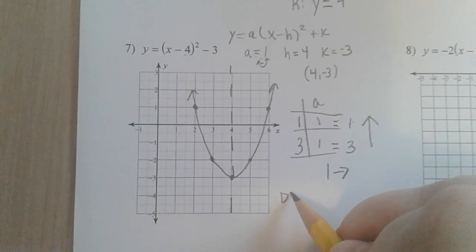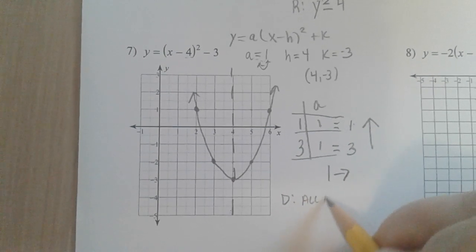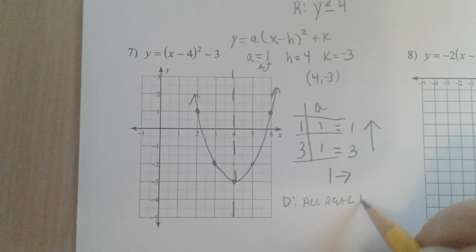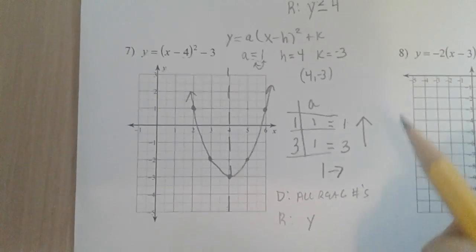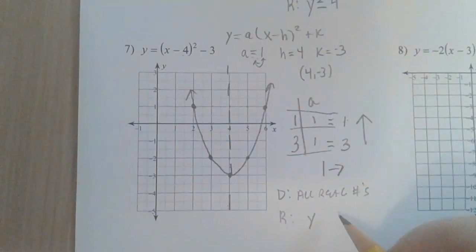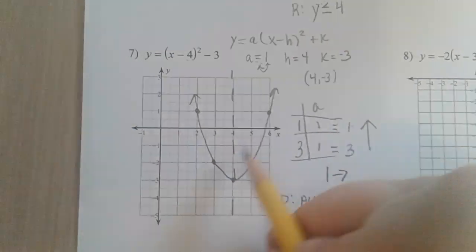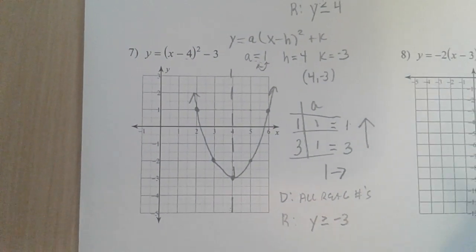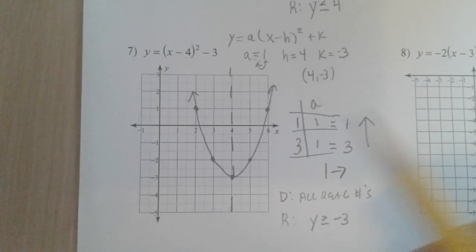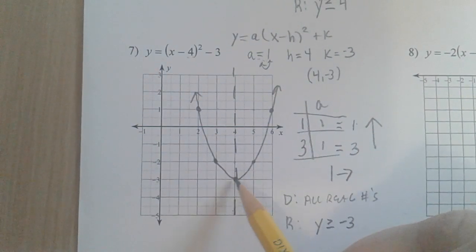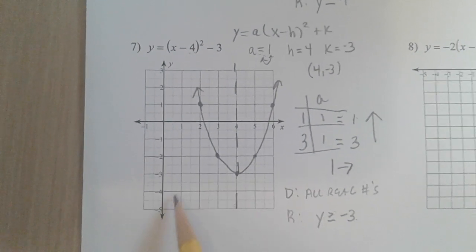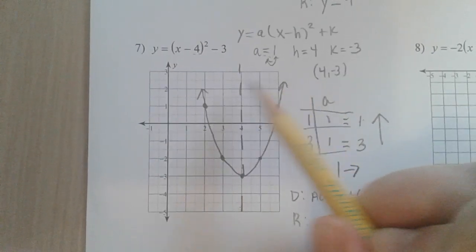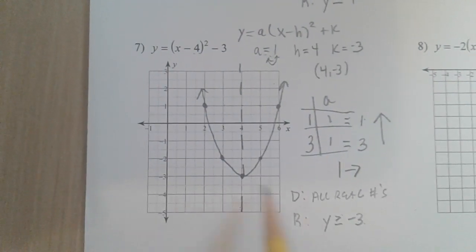Now I need to state the domain and range. The domain, as we said, is all real numbers for every problem. The range, once again, we deal with that k, that y coordinate of the vertex. This graph opens up, so it's y greater than or equal to negative 3. The y coordinates of every point on this curve are greater than or equal to negative 3. There are no points down here, and because the arrows go up on both sides, there'll never be points down here.